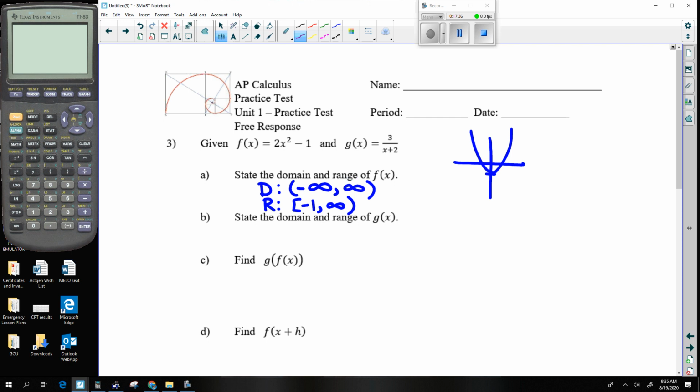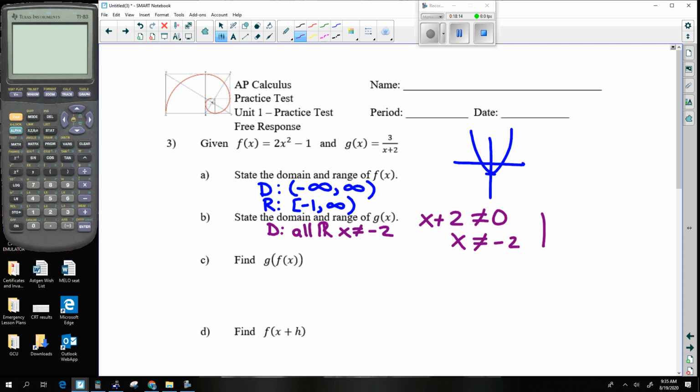Okay. Number 2, the domain and range of g. So the domain is everything except you can't have illegal mathematics. So what I'm implying is this bottom cannot be equal to 0. So that implies that x cannot be equal to -2. So it can be anything in the universe except for -2. So that would be, I'll say all real numbers except x is not equal to -2. Something like that.